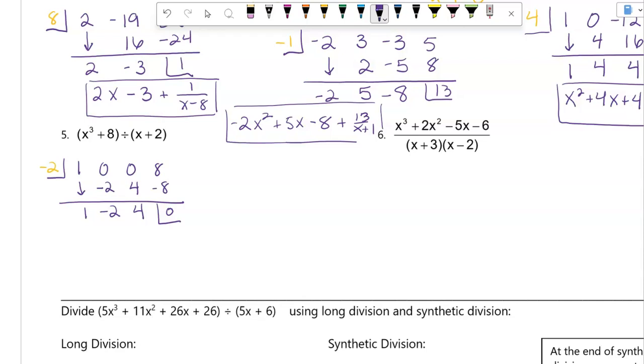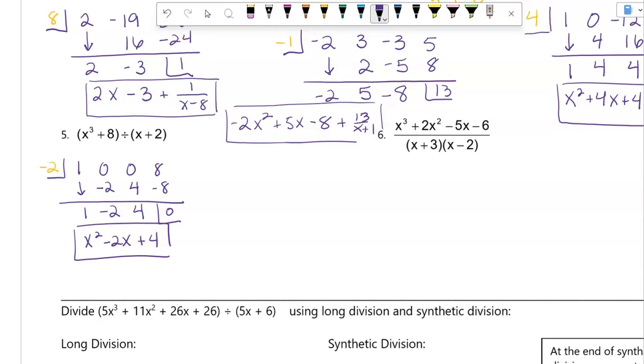All right, cool. So in this one, we finally have one without a remainder. So our answer is just x squared minus 2x plus 4. And so when we don't have a remainder, some interesting things can happen. And we're going to talk about those a little more in some future lessons. But it's convenient when we don't have a remainder because we have a nice clean answer.